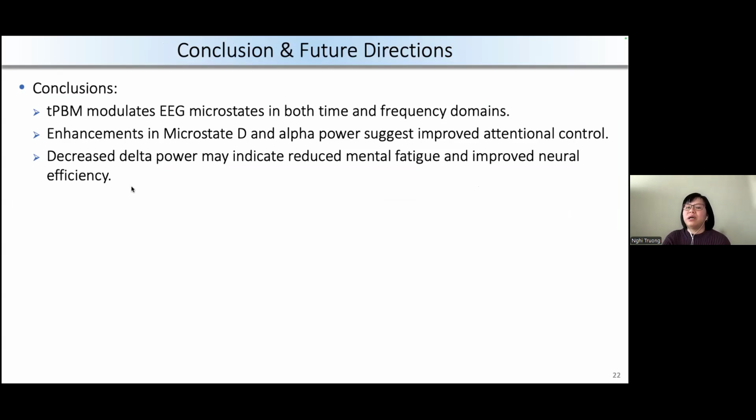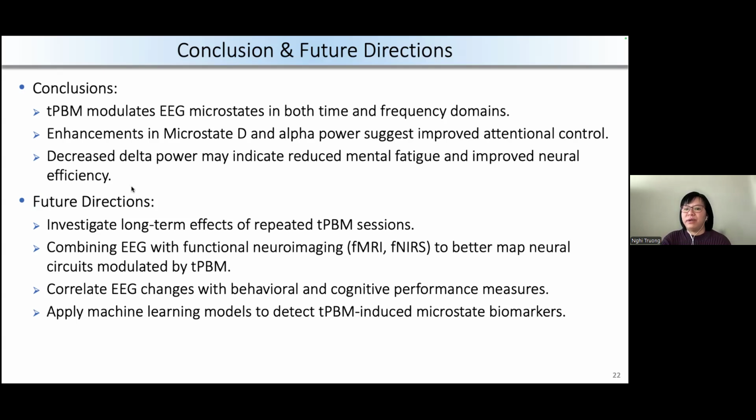In conclusion, tPBM significantly modulates EEG microstates in both the time and frequency domains, strengthening and enhancing cognitive function. For future directions, we should investigate the long-term effect of repeated tPBM sessions, and we can also consider combining EEG with functional neuroimaging to better map the neural circuits modulated by tPBM. We can also correlate EEG changes with behavior and cognitive performance measures and maybe apply some machine learning models to detect tPBM-induced microstate biomarkers.